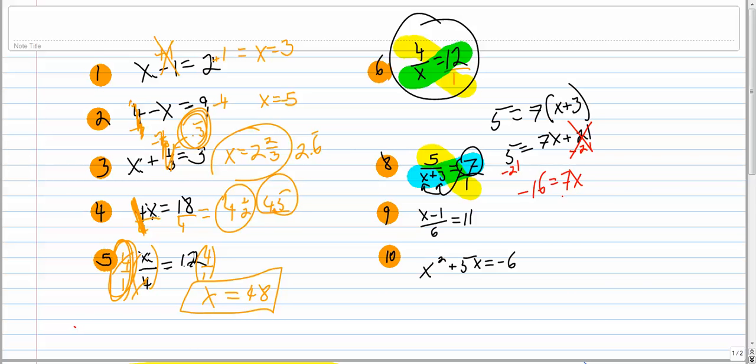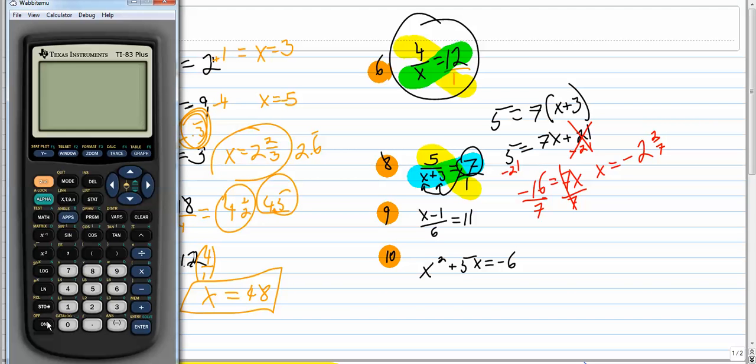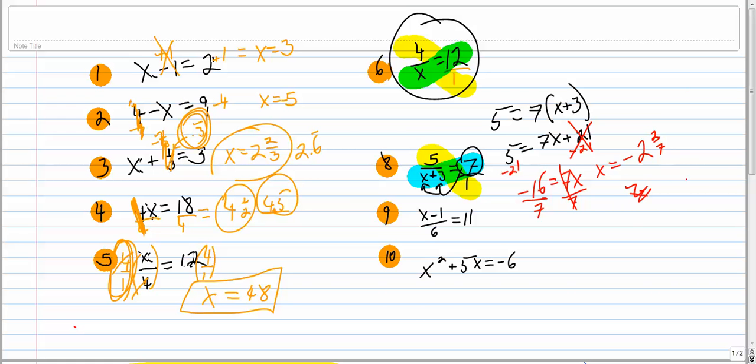I want to get rid of this multiplied 7, so I'm going to divide by 7. That's gone. But whatever I do to one side, I've got to do to both. So x winds up equaling negative, let's see, 7 times 2 is 14 with 2 left over, so negative 2 and 2/7. If you're a calculator person, maybe you'd rather see this: negative 16 divided by 7 is negative 2.3. So these are the same.